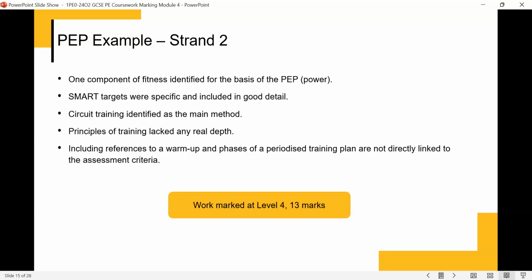The analysis of principles of training was not completed in enough depth for a level 5, and just mentioning the points and referring to the appendix without much expansion does not fully meet the evaluative standards required for the task. This is an important part of strand 2 and did affect the marking of this section. Nevertheless, the strand is still completed to a very good standard with the information provided, and this strand was awarded level 4 with 13 marks.